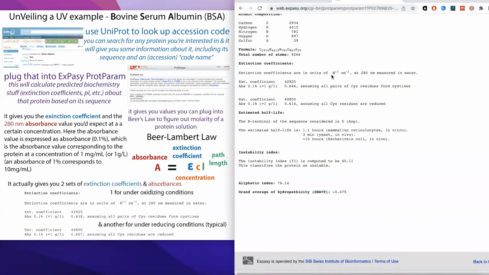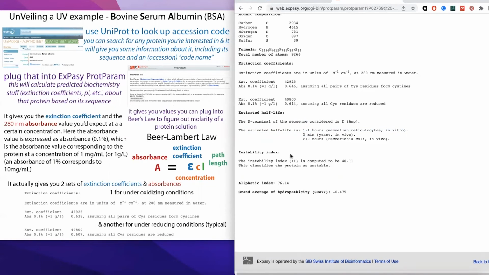Okay, just a couple final things that are on here. One is the estimated half-life. I'm not actually sure how this is calculated. But this is the estimated half-life if you are interested, or I guess it's measured in vitro. Yeah, I'm not exactly sure. I guess they measure it in cells and then tell you. Basically this would last about an hour in mammalian reticulocytes.